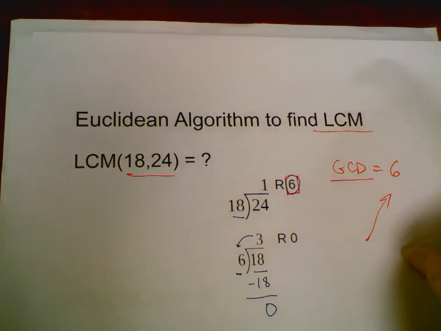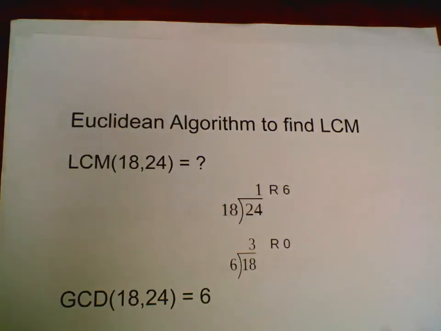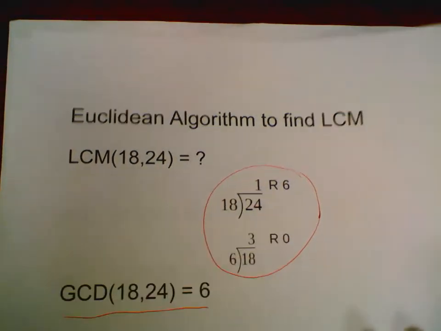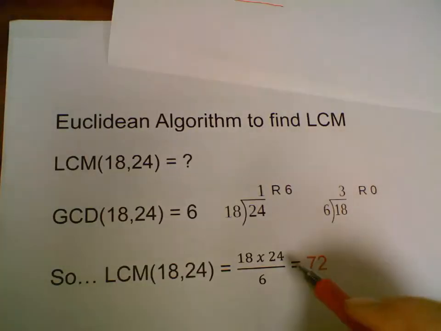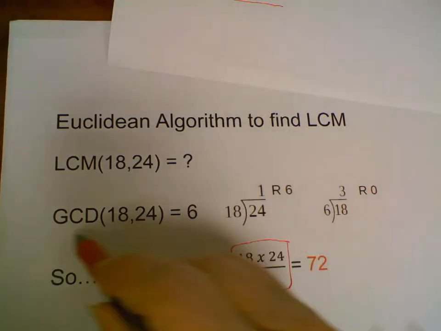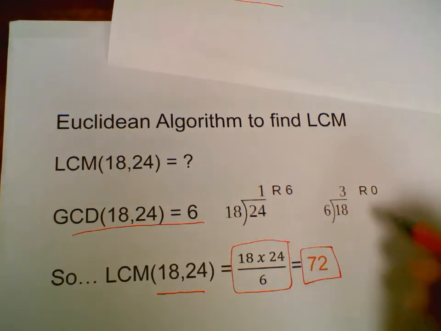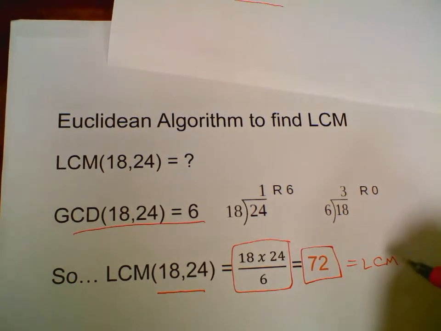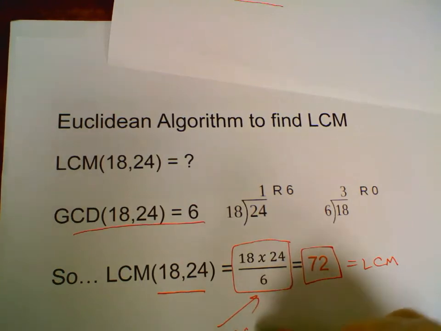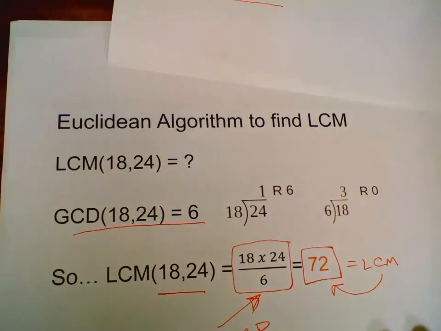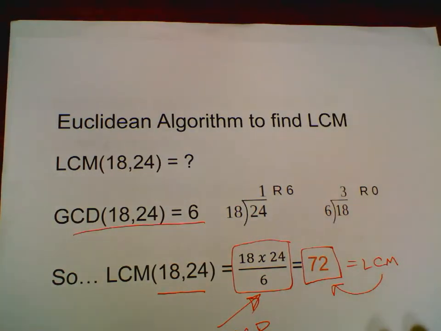I'll explain it better on the next page. We found out that 6 is the greatest common divisor by using the Euclidean algorithm method. So now we need to multiply 18 times 24, divide by the greatest common divisor, and we get our least common multiple. We use the greatest common divisor to find the least common multiple. Let me do another example of that.